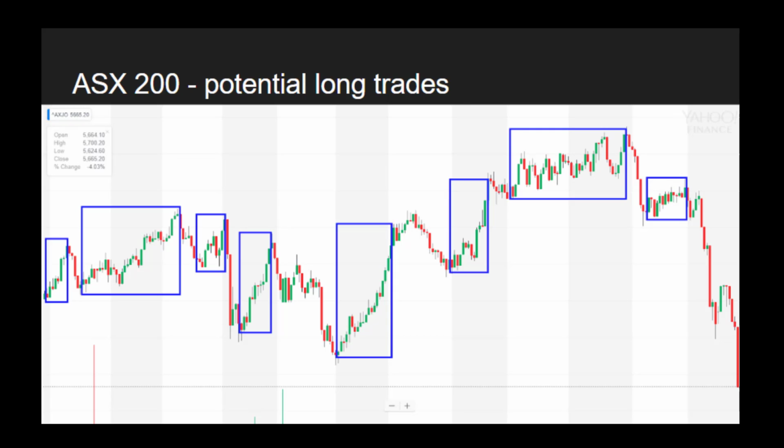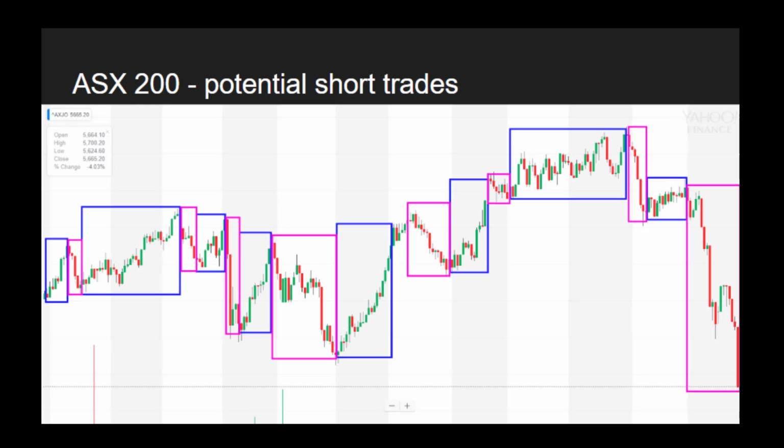So to get an idea of what we're doing, here's a chart of the ASX 200 for roughly the last year. We can see some potential trades that I've highlighted in blue. The start of each blue section is a buy. Then we sell at the end of each blue section to scrape a profit from the market. So this is what I mean by trade. You buy at the start of the blue section, you sell at the end of it.